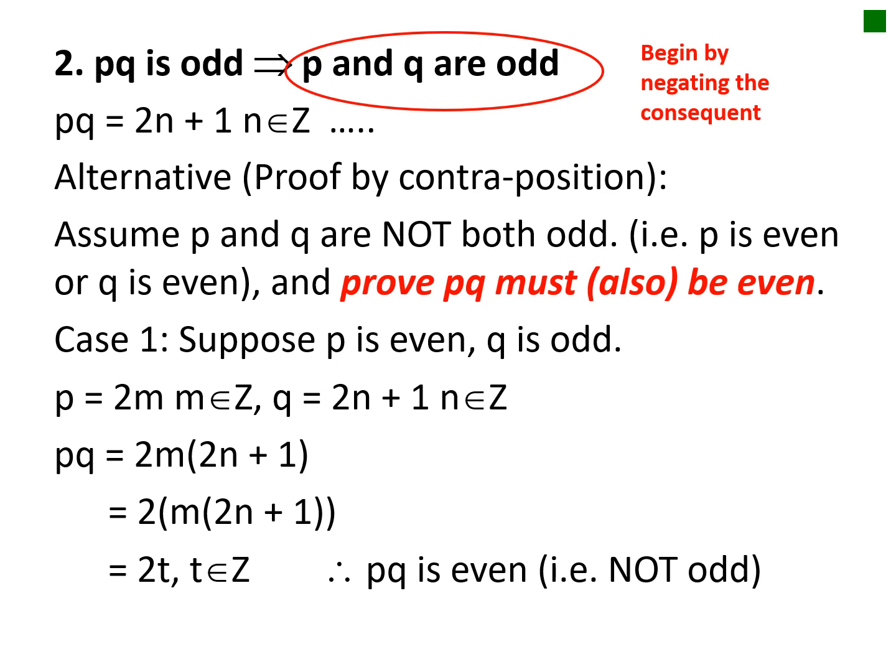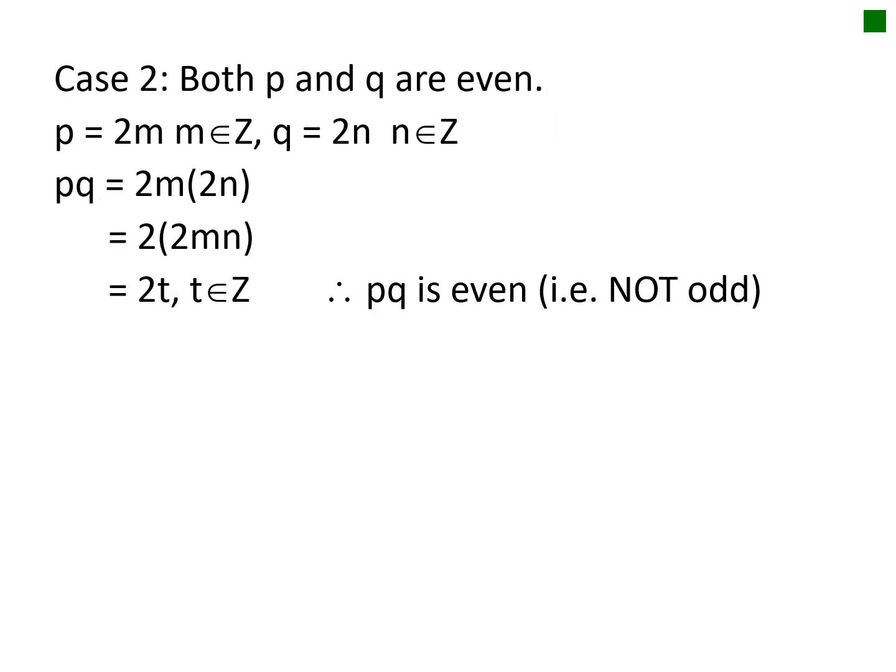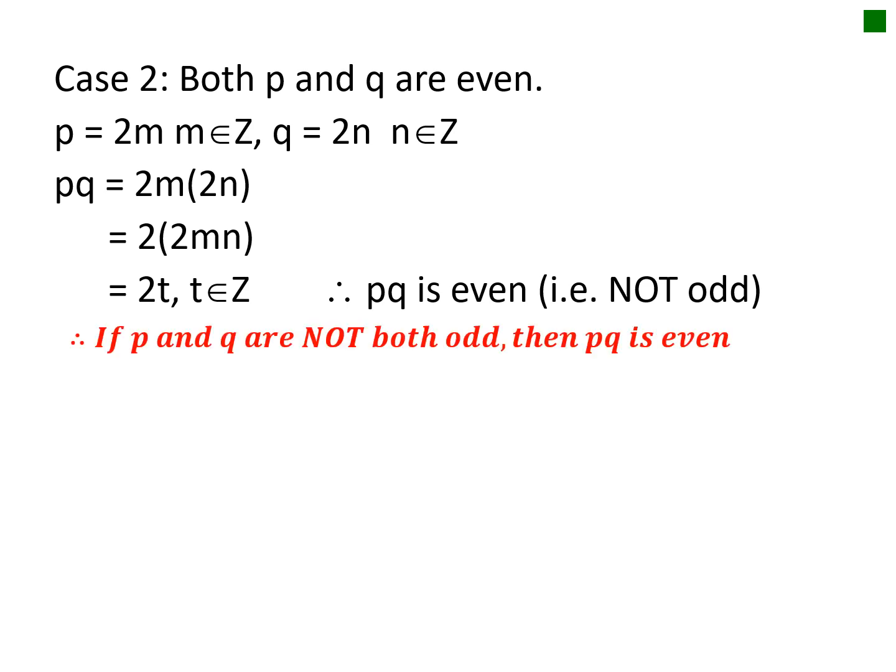All right, moving ahead to the second part. When both P and Q are even, it's even easier to show that the product of P and Q is also even. As you can see there, it's going to be expressible as 2 times an integer, and therefore it must be an even number. So what have we shown in this leg of the proof? We've shown if P and Q are not both odd, in other words, one or both are even, then P times Q must be even.